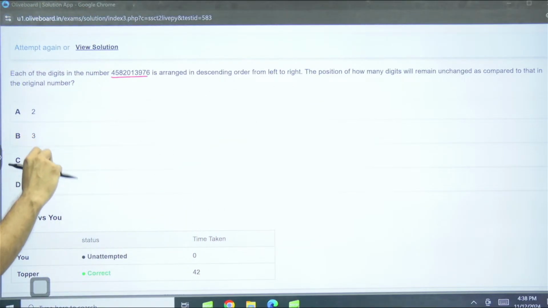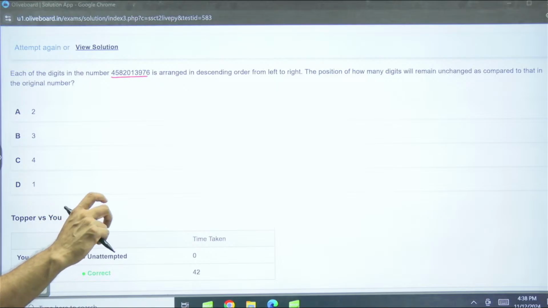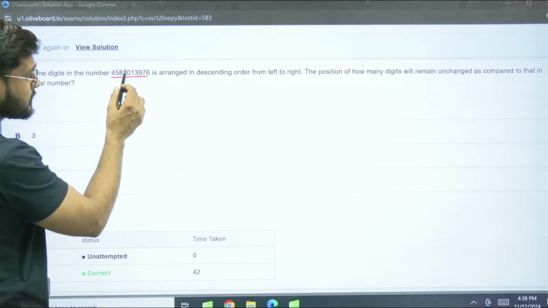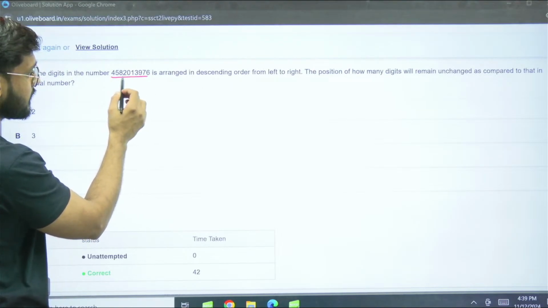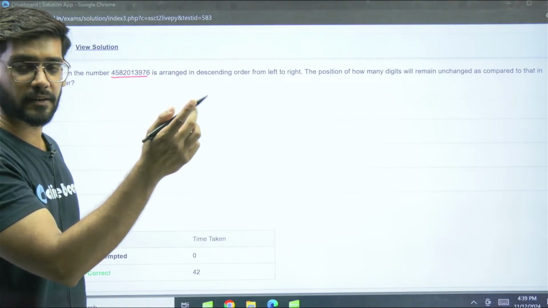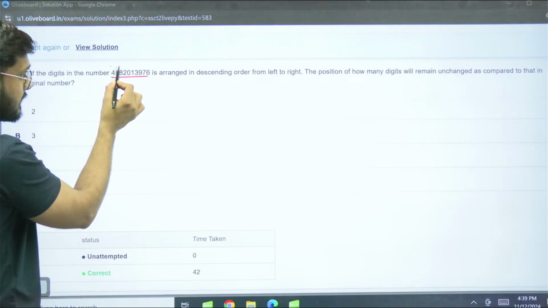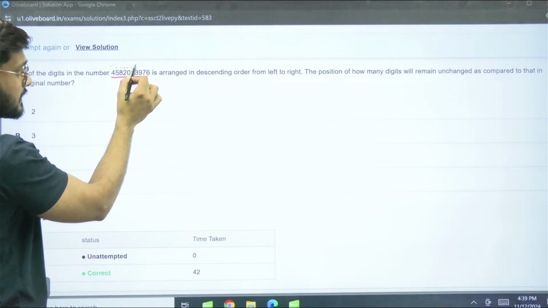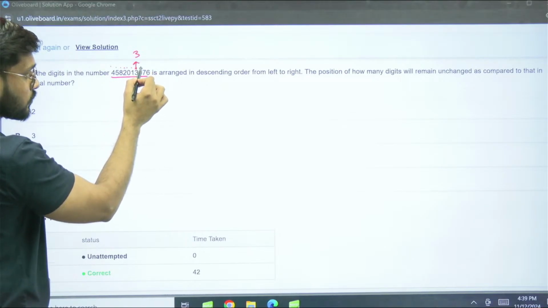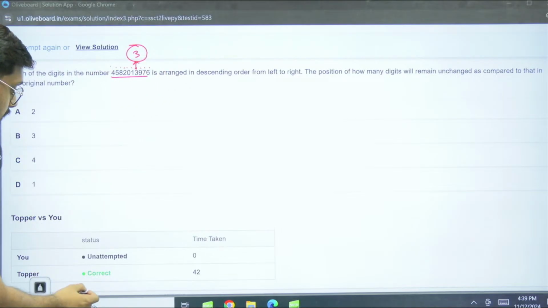Okay. So let's see. The digits from 0 to 9 are given, so we have to arrange them in descending order. 9, 8, 7 are all changed. 9, 8, 7, 6, 5, 4, 3. 3 is unchanged. 3, 2, 1, 0. Only 1 is unchanged, that is 3.